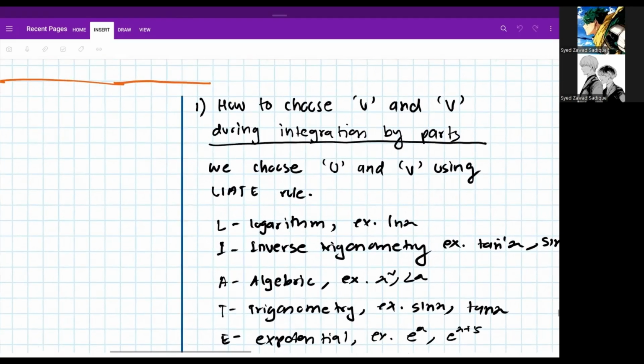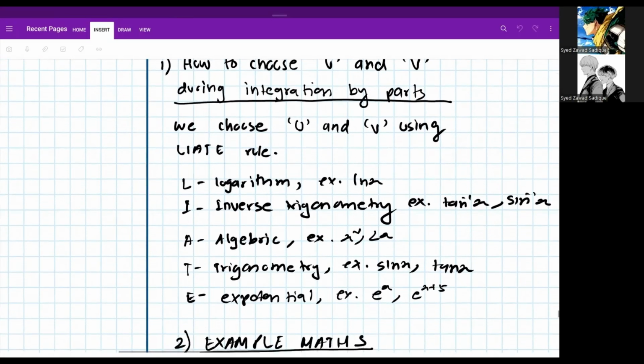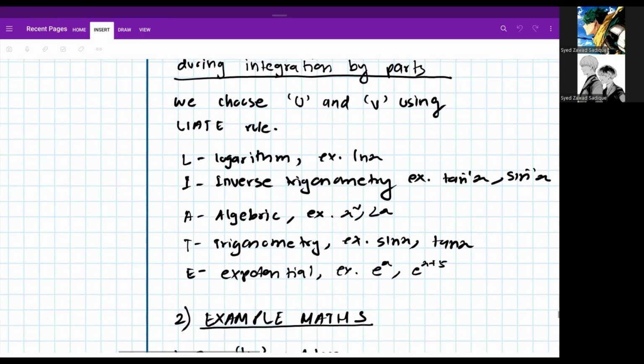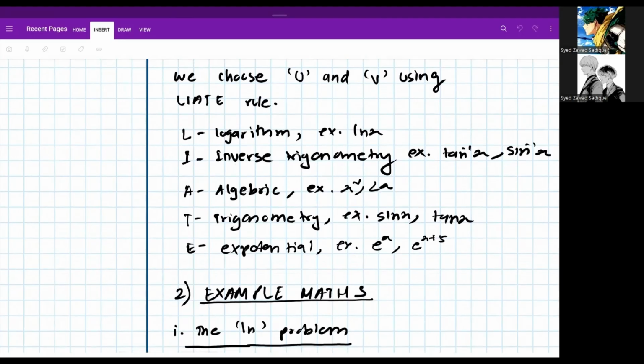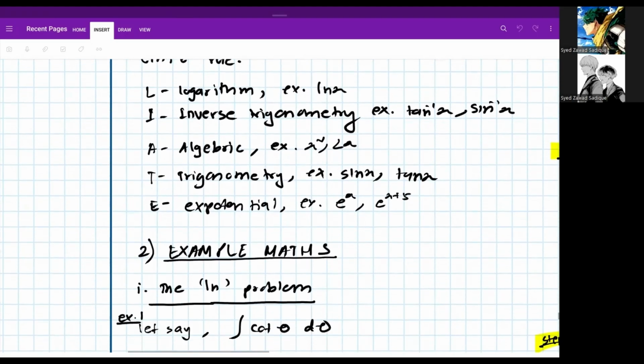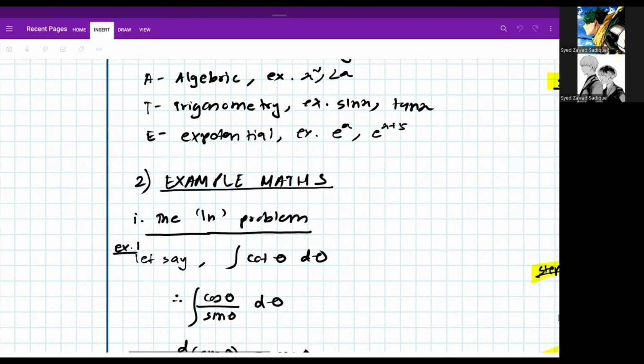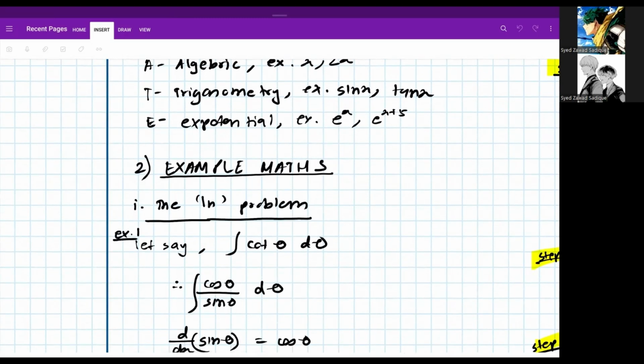Number one, how to choose u and v during integration by parts. We choose u and v using the LIATE rule. L is logarithm, example ln x or ln 2x. I is inverse trigonometry, example tan inverse x, sine inverse x. A is algebraic, example x squared, 2x. T is trigonometry, example sin x, tan x. E is exponential, example e^x, e to the power x plus 5, whatever. It has to be an exponential function.